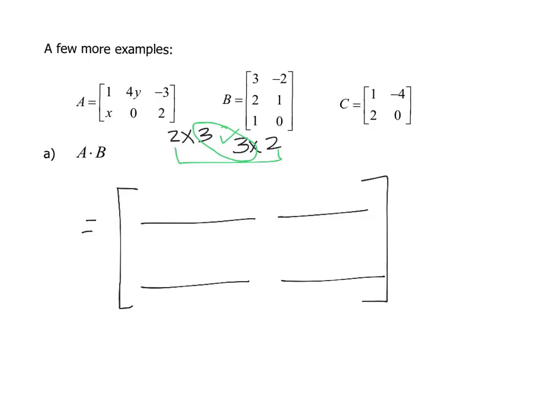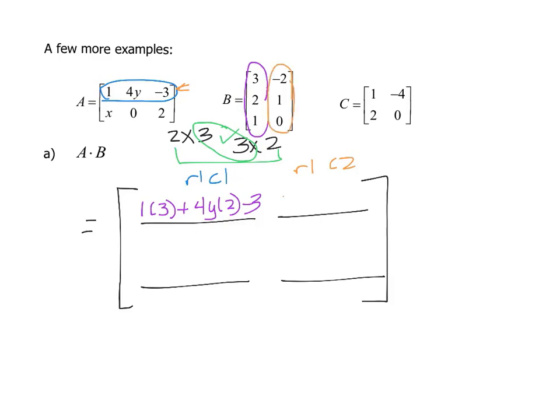Let's start by finding this element here in this first row, first column. So I'm going to take the first row times this first column. So I'm going to have 1 times 3 plus 4y times 2 plus negative 3 times 1. This next element here, this is in row 1, column 2, so I'm going to take row 1 and multiply it by column 2. So I'm going to have 1 times negative 2 plus 4y times 1 plus negative 3 times 0.